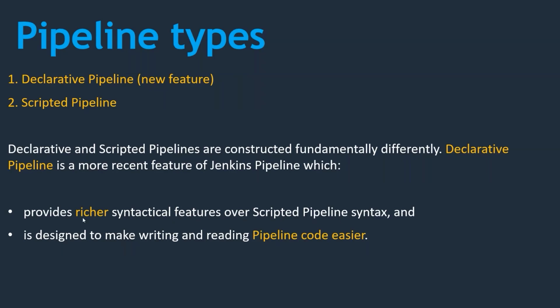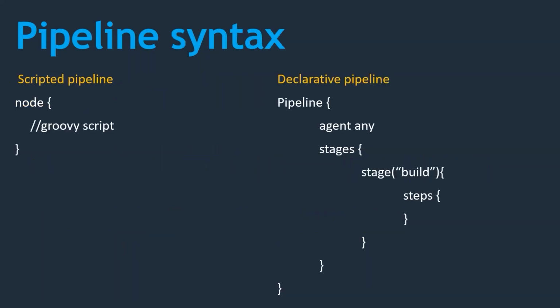Syntax is structured, which will help us to easily write it, and it is designed to make writing and reading pipeline code easier. So comparatively it is quite easy. Declarative pipelines are easy compared to scripted pipelines. We are not developers, so we are going with declarative pipelines itself, and there are certain steps already there. You can just follow those steps, and according to your build necessity you can change it. Next, this is the syntax of scripted pipeline and declarative pipeline.